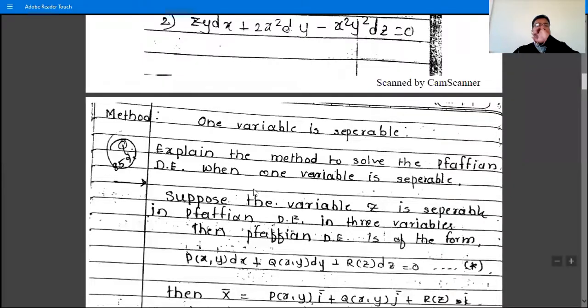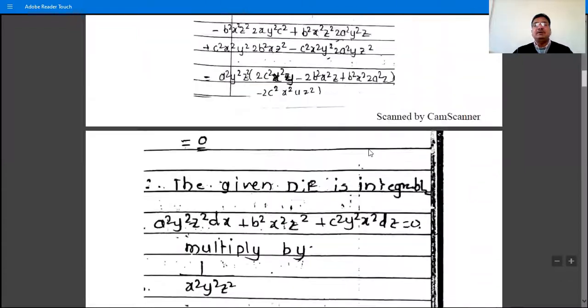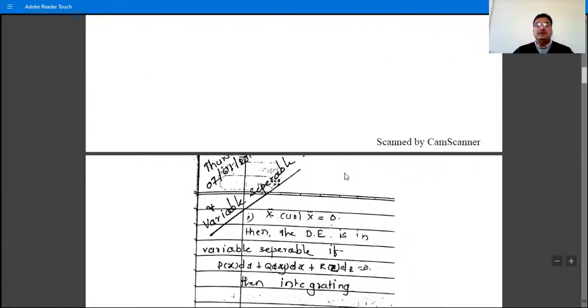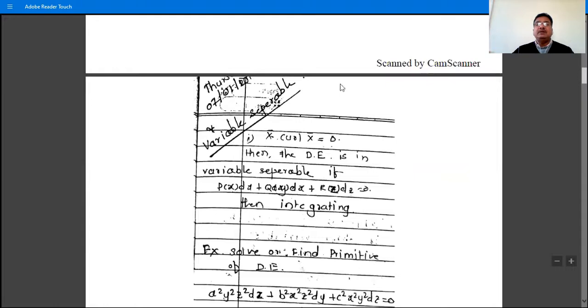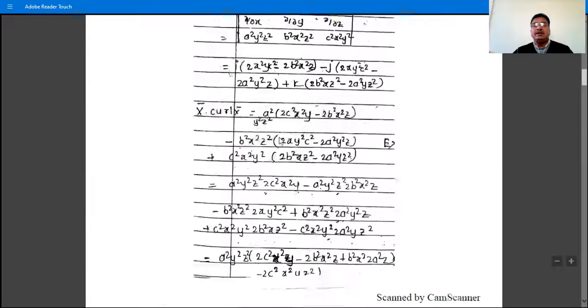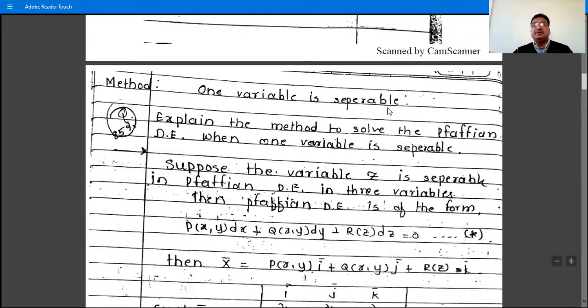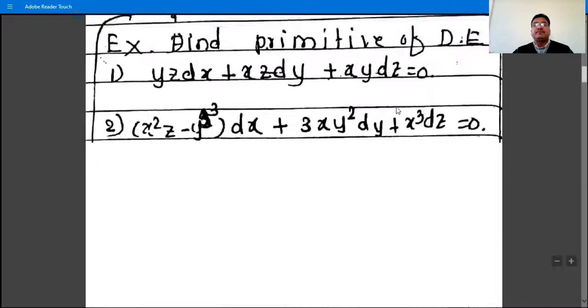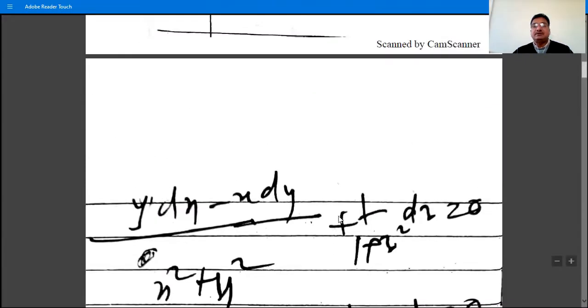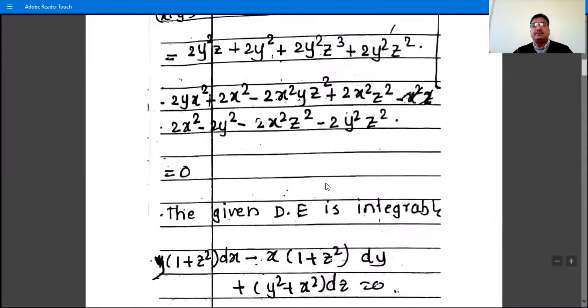Next type of Pfaffian differential equation: one variable separable. The previous type is variable separable, meaning all three variables are separated in these examples. The example of one variable separable was already covered before. The example is this. This is a one variable separable differential equation.